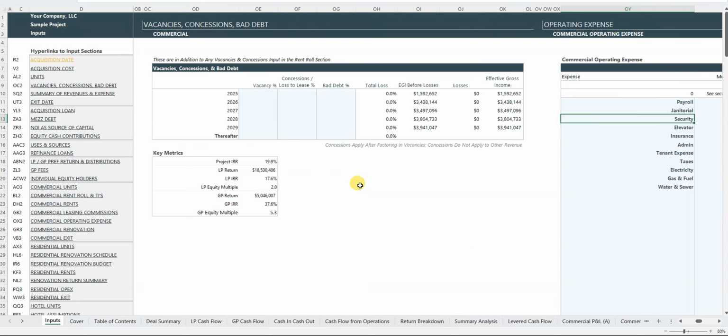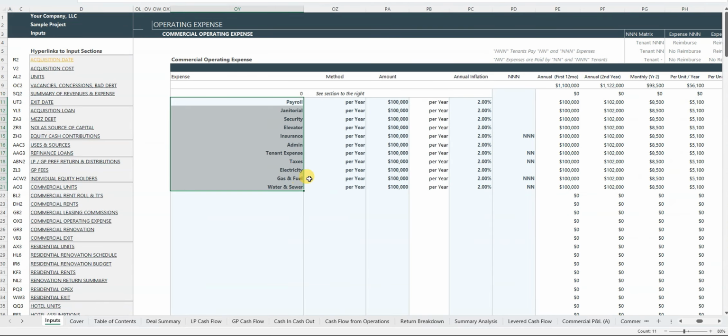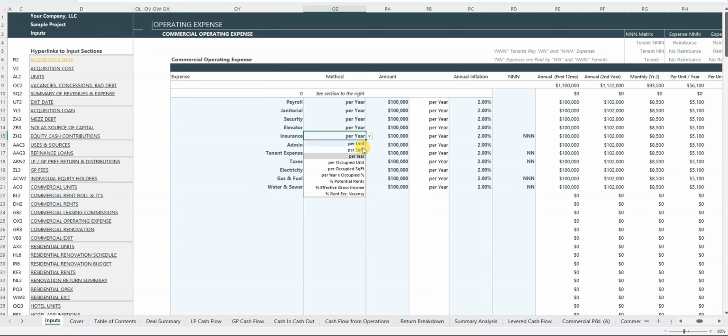On top of your projections for downtime between tenants, you could also add a sort of haircut assumption on vacancy, concessions, and bad debt. Operating expenses, I can list them by name. I can input them with different methods. You see here I can do per unit, per square foot, per year, per occupied unit, per occupied square foot, and so on. I can also base them on potential rents or effective gross income.